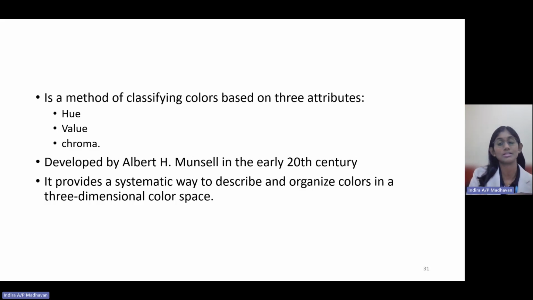I think the paint shop copied from Albert Munsell, but the initial idea comes from Albert Munsell, where he said that all the colors from 400 to 700 nanometers, he tried to put in a booklet, but in a 3D form.